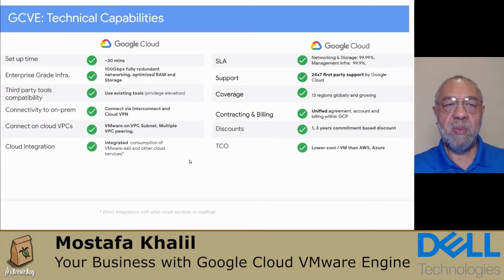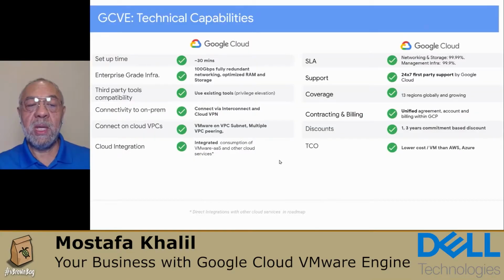And we also provide pre-configured service accounts. We call them solution accounts, that have administrative privileges with reduced privileges. It just gives enough administrative privileges to deploy what you need. For connectivity to on-prem, you can use either VPN or direct interconnect to GCVE via GCP. And cloud integration is integrated. The consumption of VMware as a service and other cloud services are available with the solution.